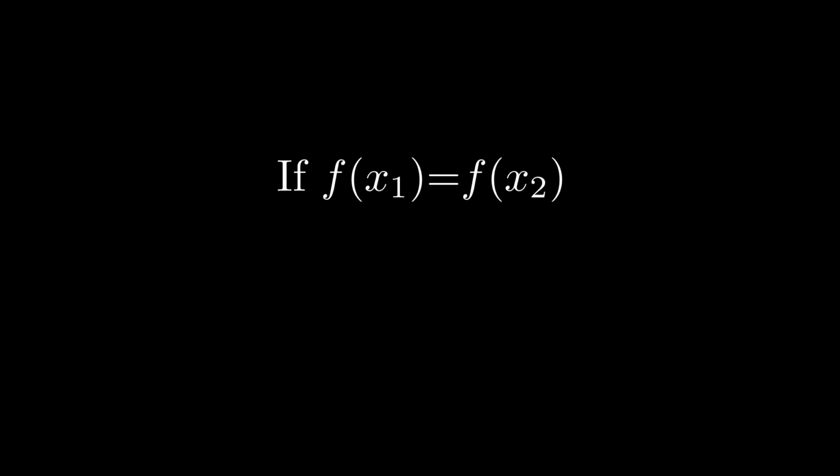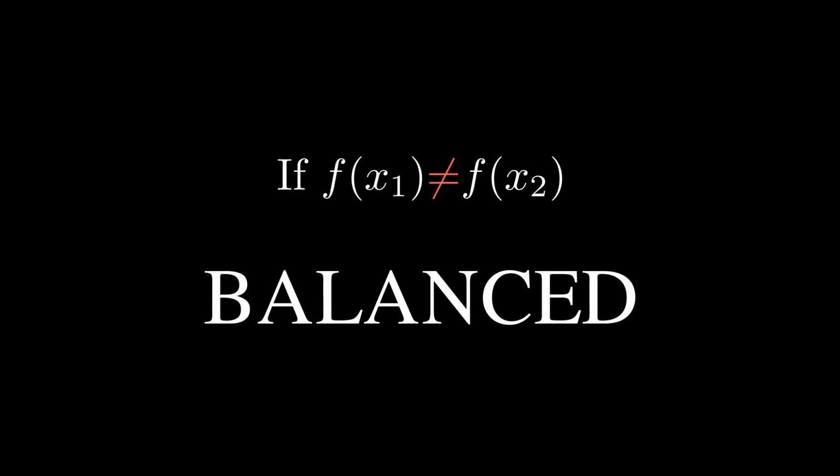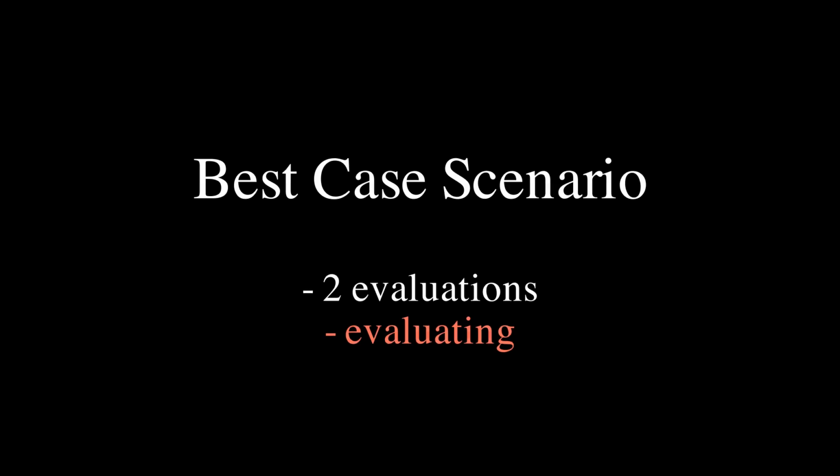But if the output of f of x1 is not equal to the output of f of x2, then we can conclude it's balanced, indicating a mix of zeros and ones. The best case scenario of this problem involves two evaluations, which is evaluating f of x1 and f of x2, and then we're going to compare the output. Now let's look into an example of the best case scenario.